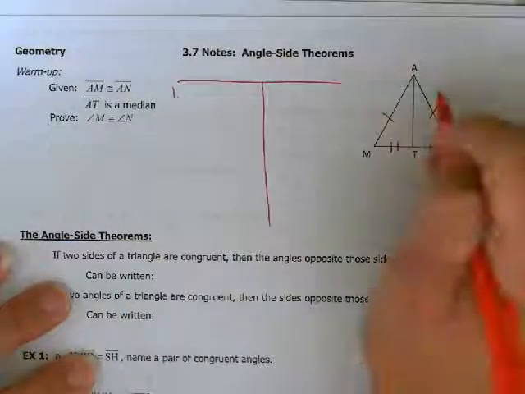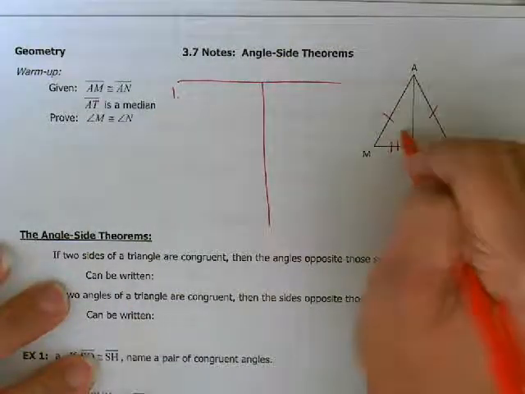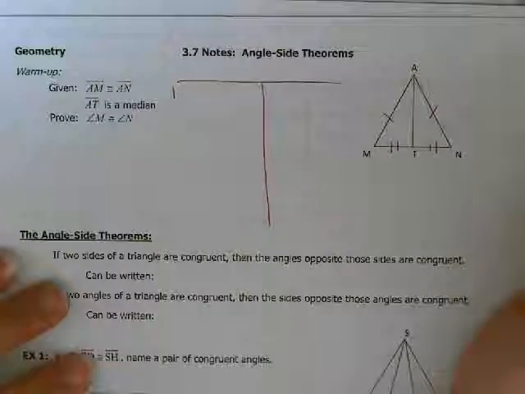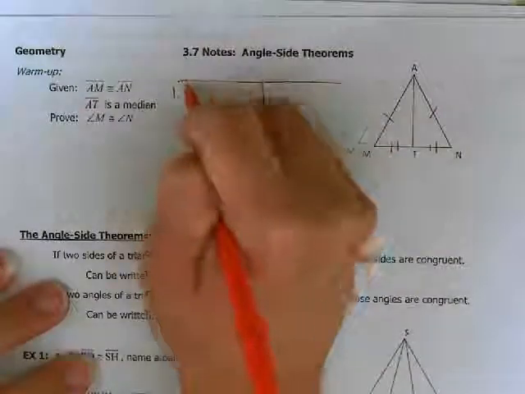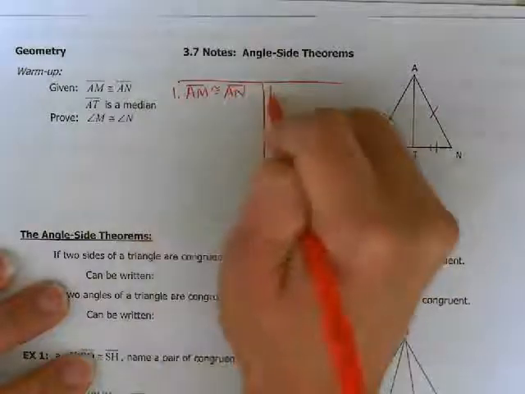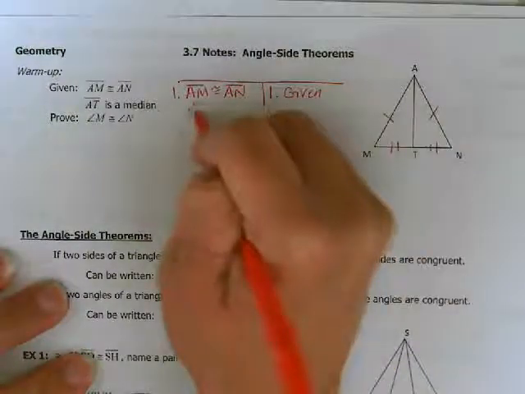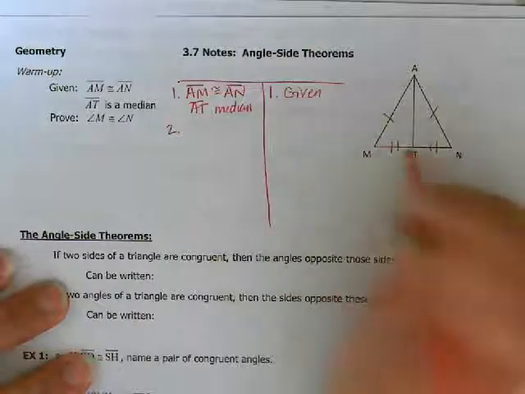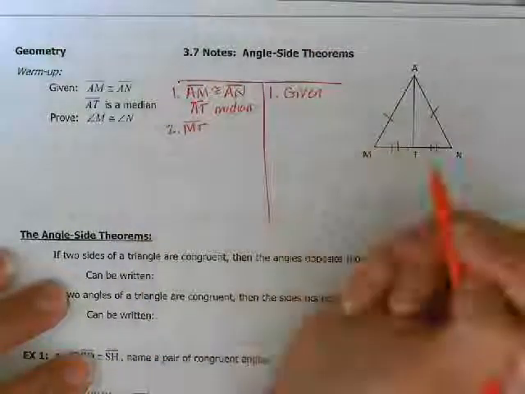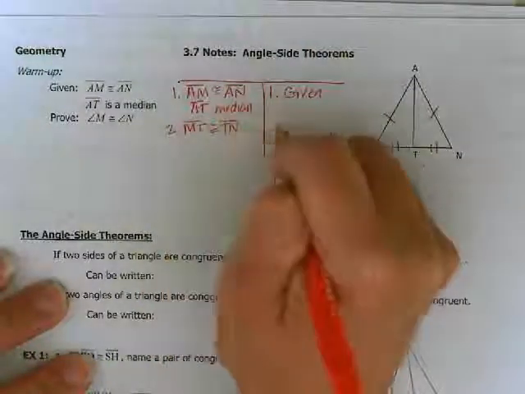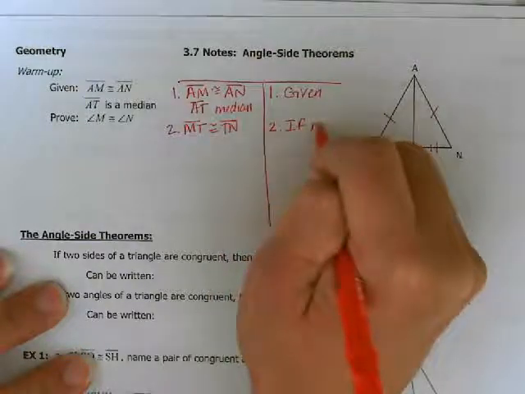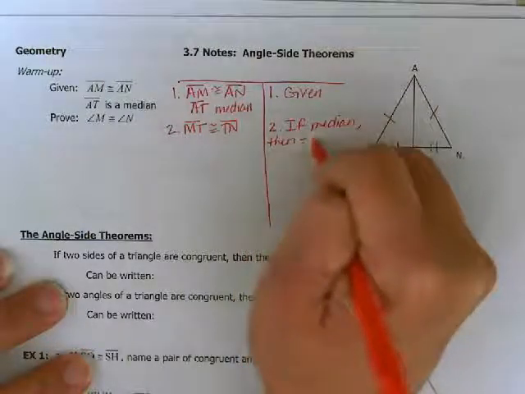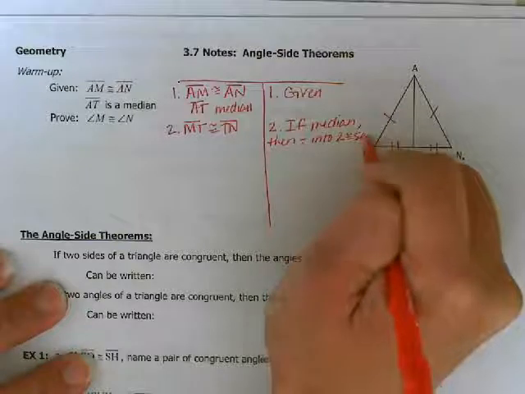So if I'm trying to prove angle M congruent to angle N, if I can get these two triangles congruent, then I would be able to use CPCTC to say that they're congruent. So we'll go ahead, we'll write the given. And then we'll say in step 2 that MT is congruent to TN by the reason we said was, if median, then divides into two congruent segments.